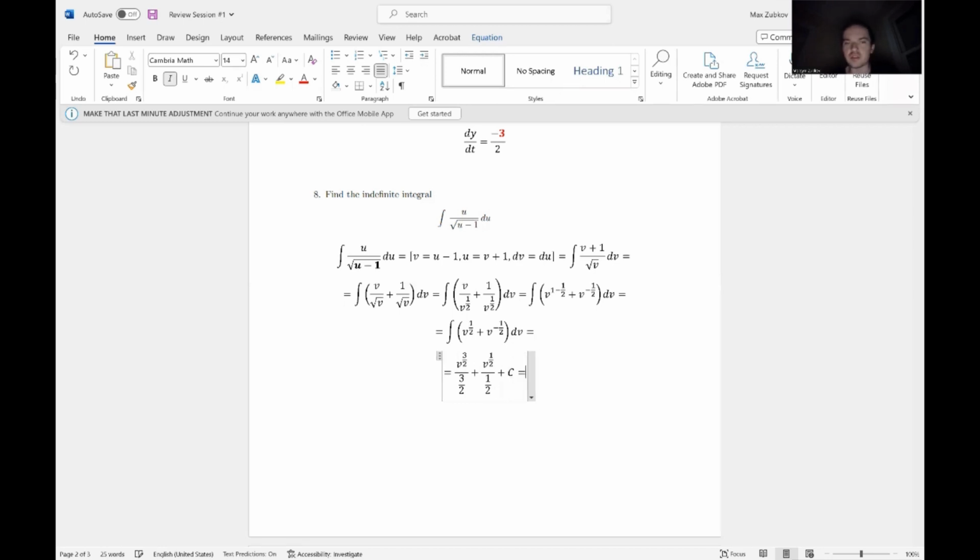But don't leave this as a final answer, because you should have your answer in terms of u. This is a double fraction, and you can check that it's going to be equal to 2/3. And remember, v is equal to u minus 1. So you will have 2/3 times (u minus 1) to the power of 3/2 plus 2 times (u minus 1) to the 1/2. 1/2 is just a square root, so you can write this as the square root of u minus 1. And of course, plus C. That is going to be my final answer. I didn't see the solution, but I believe that should be it.